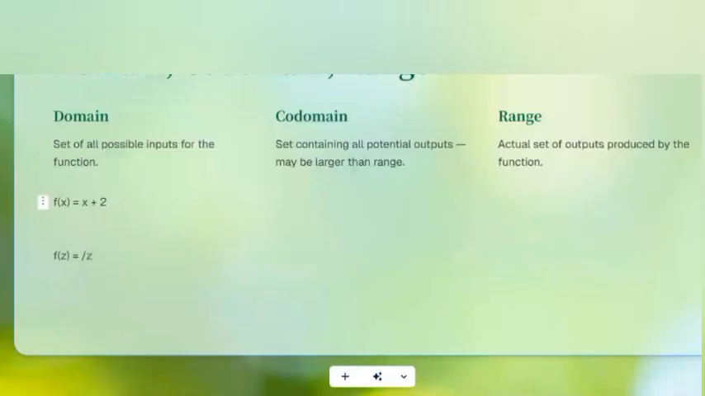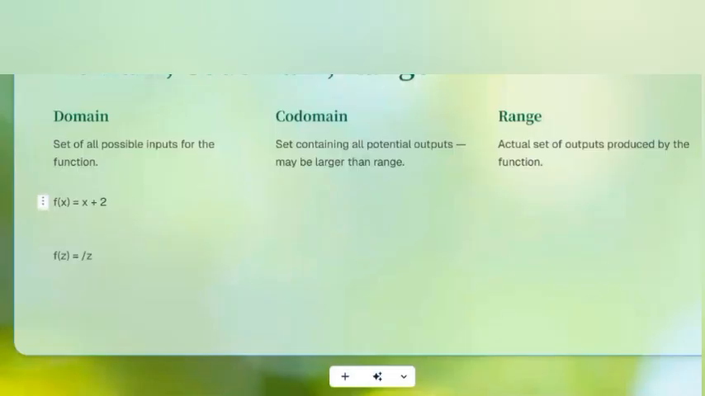Now, we both know that we cannot take the square root of negative numbers, right? So you cannot put negative numbers into this function, because the function would simply not work. And so you are now limited in the kind of numbers you can put into this function. You are limited to only what? Positive numbers.